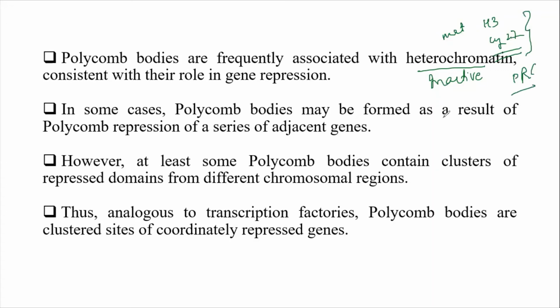Now, in some cases, polycomb bodies may be formed as a result of the repression of a series of adjacent genes. That means if a gene is here, then a polycomb body will be present there. It means there are PRC present along those nucleosomes. So that will become a polycomb body. They are the repressed regions of your chromosomes. However, at least some polycomb bodies contain clusters of these repressed domains from different chromosomal regions also. Analogous to transcription factories, they are the clusters of coordinately repressed genes.